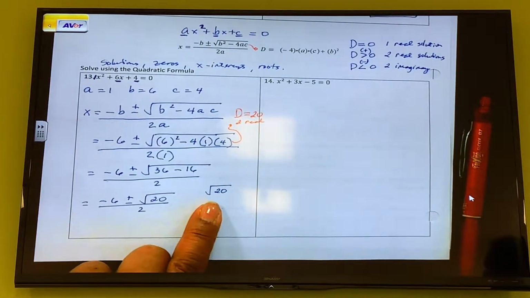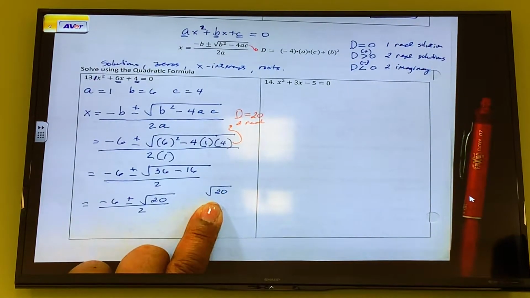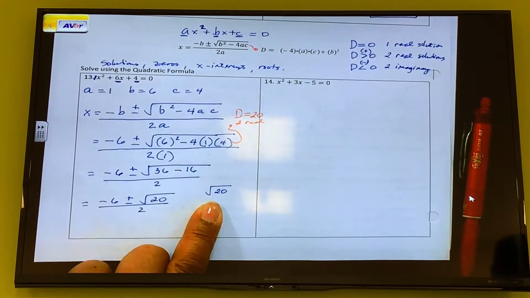Do you still remember how to simplify? Yes. Okay, how do we do 20? Oh, 10 times? No. 4 times 5.